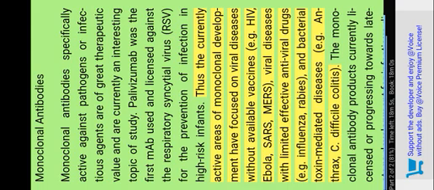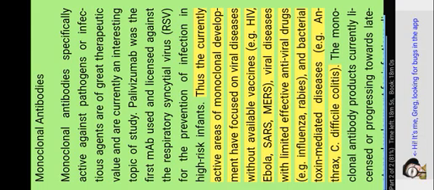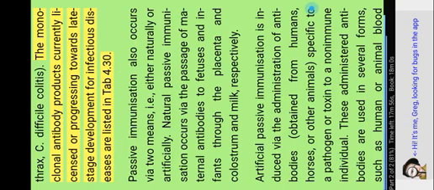Thus, the currently active areas of monoclonal development have focused on viral diseases without available vaccines, e.g., HIV, Ebola, SARS, MERS; viral diseases with limited effective antiviral drugs, e.g., influenza, rabies; and bacterial toxin-mediated diseases, e.g., anthrax, C. difficile colitis. The monoclonal antibody products currently licensed or progressing towards late-stage development for infectious diseases are listed in Table 4.30.